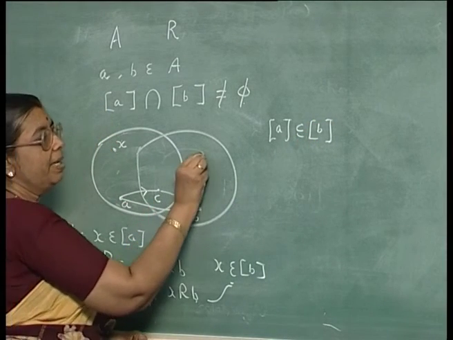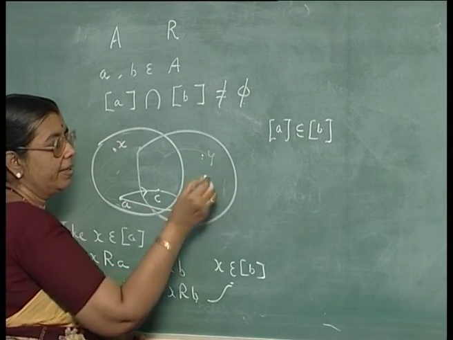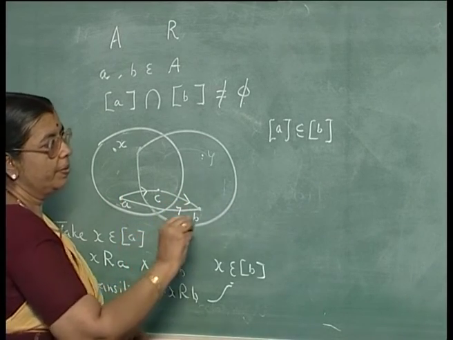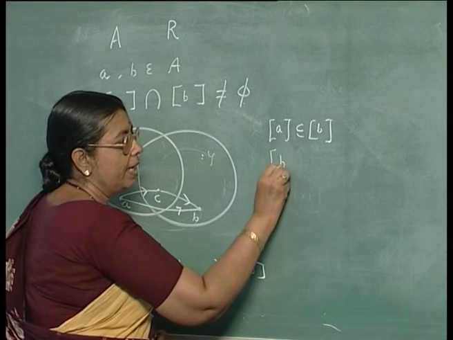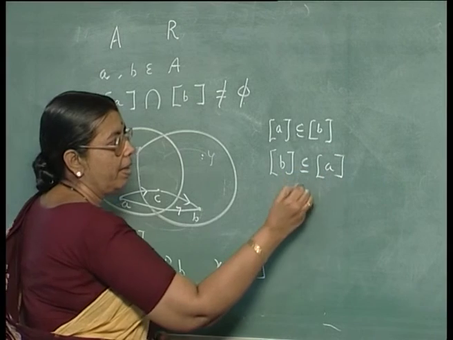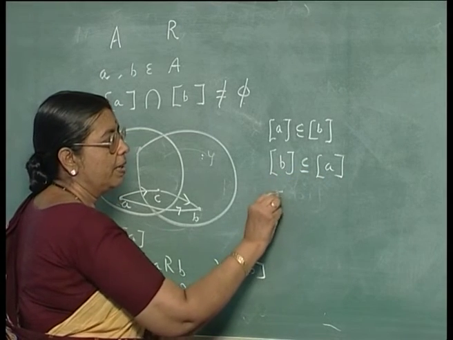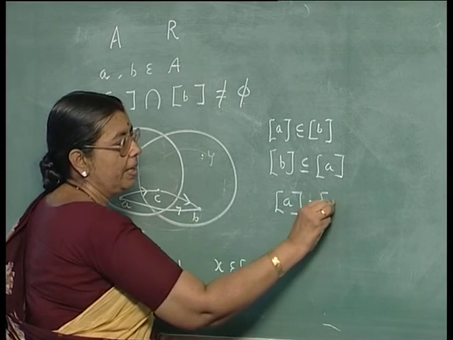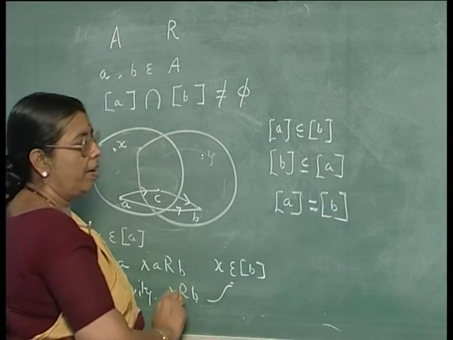By similarly taking an element y here and taking the corresponding argument from B to A, you can show that the equivalence class of B is contained in the equivalence class of A. So, from this you conclude that the equivalence class of A is equal to the equivalence class of B.